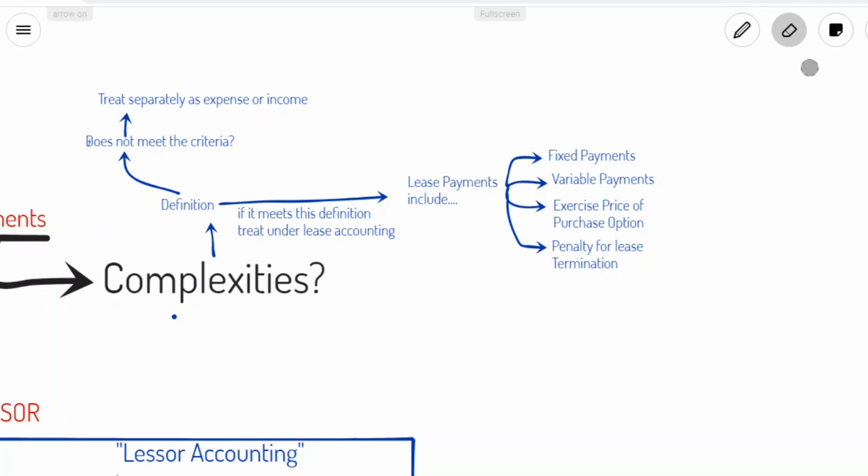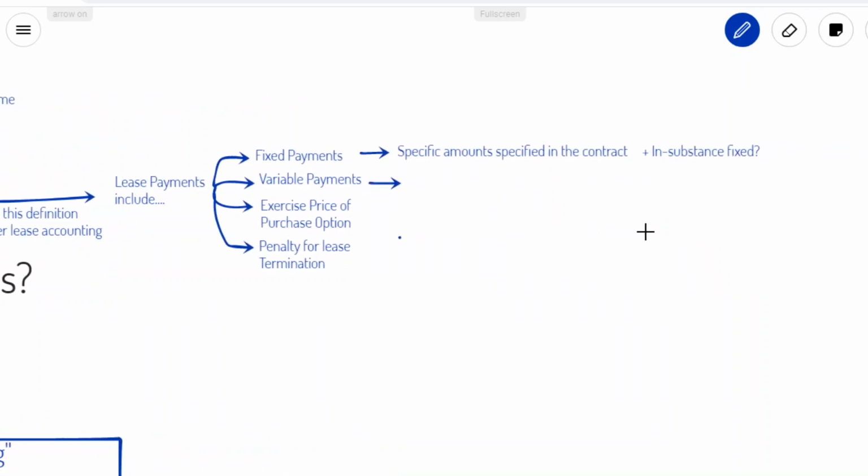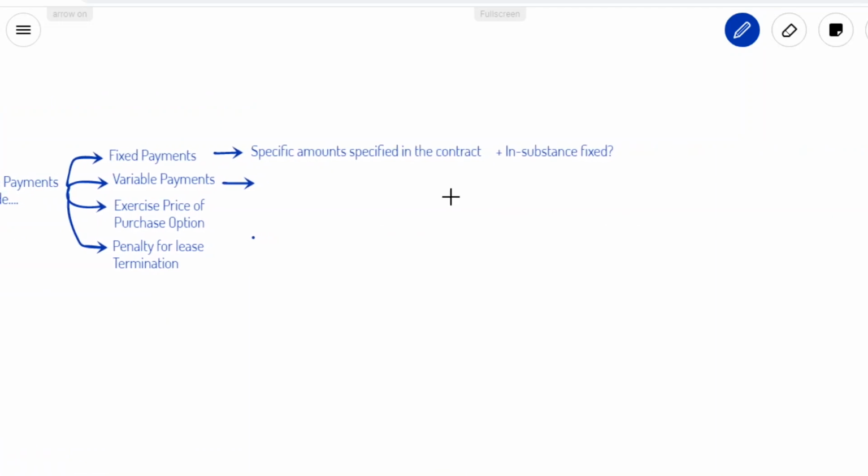First of all, what are the fixed payments? Fixed payments are the fixed amount of payments that have been included in the contract, just like we discussed in our simple example. There are simple fixed amounts that have to be paid periodically, or the amount specified in the contract. And these payments also include in-substance fixed payments. We'll talk about what in-substance fixed payments really are in a bit, after we talk about what variable lease payments are. So what are variable lease payments?